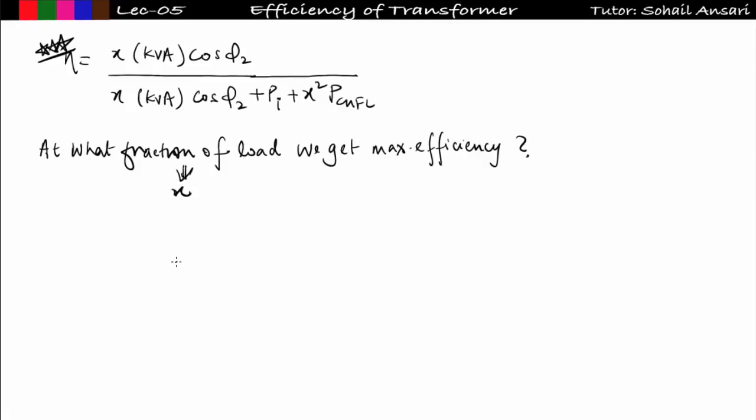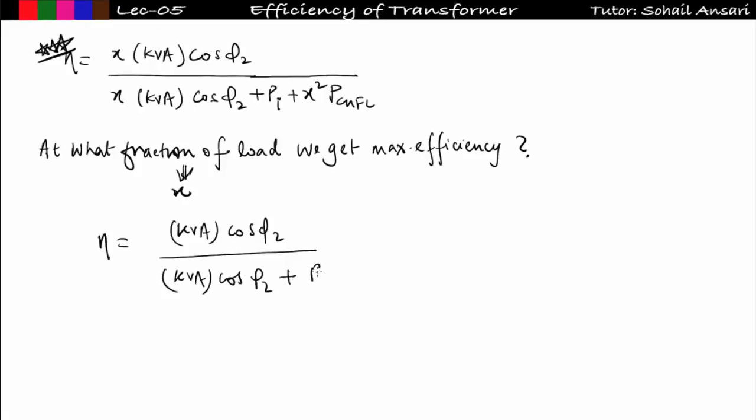In order to know at what fraction of load we get maximum efficiency, we have to differentiate with respect to x. Okay, so let us write the efficiency formula, that is x into kVA into cos phi 2 divided by x into kVA cos phi 2 plus Pi plus x square PCU full load. So divide both by x, you will get kVA into cos phi 2. Okay, and take x common from the denominator side. So it will be equal to kVA into cos phi 2 plus Pi upon x plus x into PCU full load. The formula of efficiency will become like this.